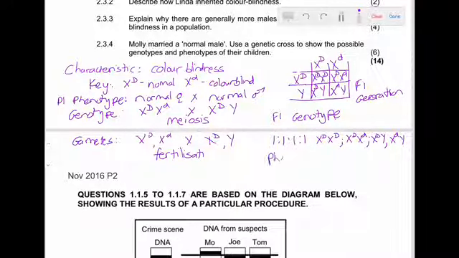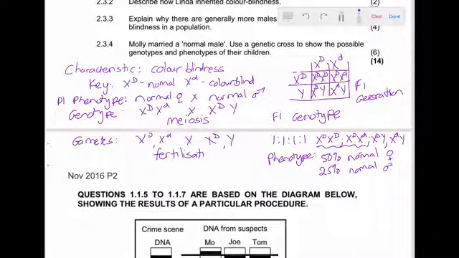Now, if we look at the phenotype, remember that if you have one dominant gene, you're going to be a normal individual. So these two are normal, so let's rather put that as a percentage. You're going to have 50% normal females, 25% as a normal male, and 25% will be a colorblind male.